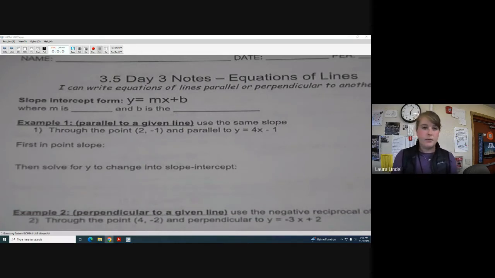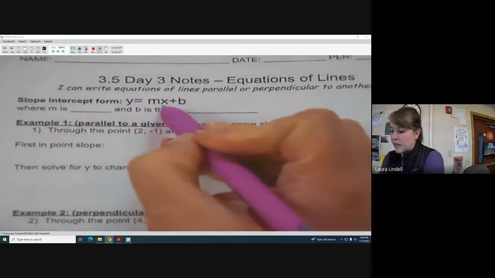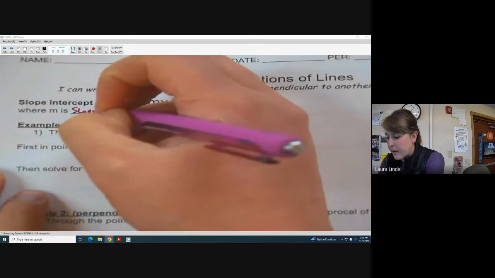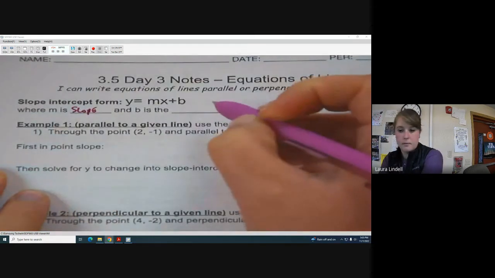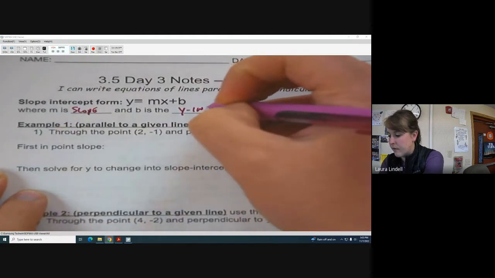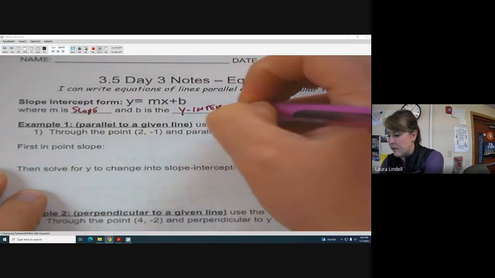So here we go. This is probably actually the format that you're more familiar with lines being in. It's that y equals mx plus b format. So y equals mx plus b, where m is still the slope, but b is the y-intercept.